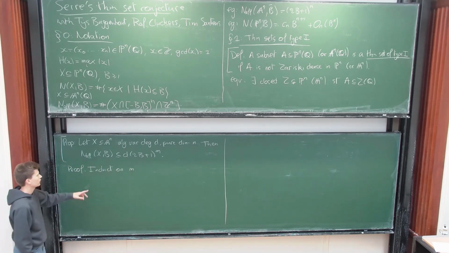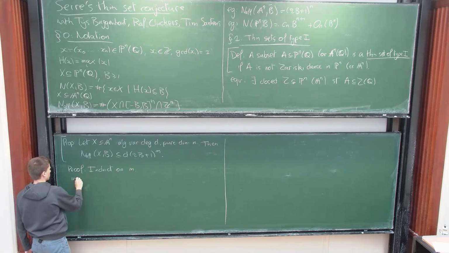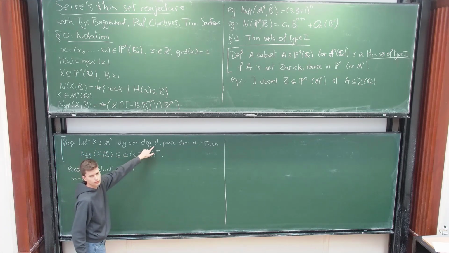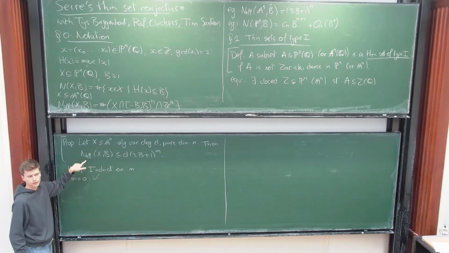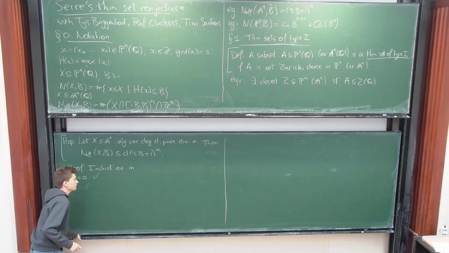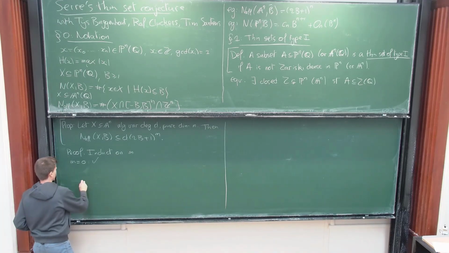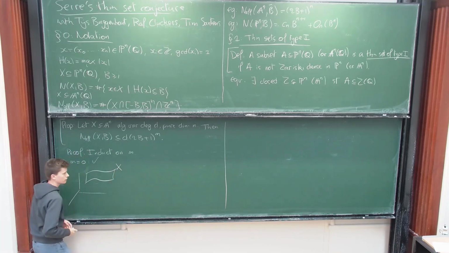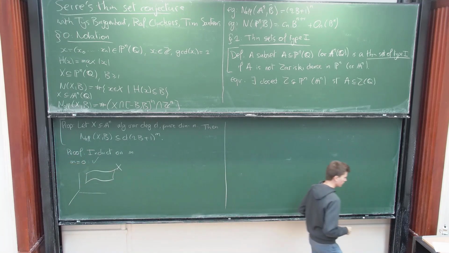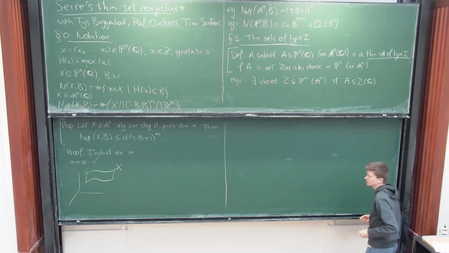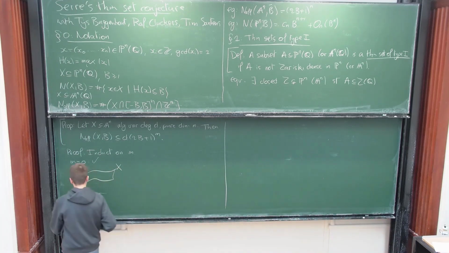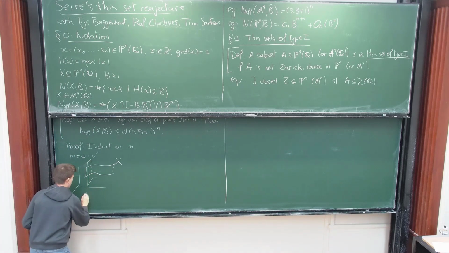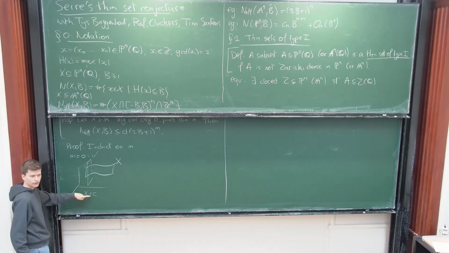So you induct on m. If m is 0, X is a finite set. It consists of at most d points, so certainly there are at most d integral points. And for the general case, let me just make a picture. So here is X. Then what you can do is intersect X with some hyperplanes, let's say where we fix the last coordinate, x_n.